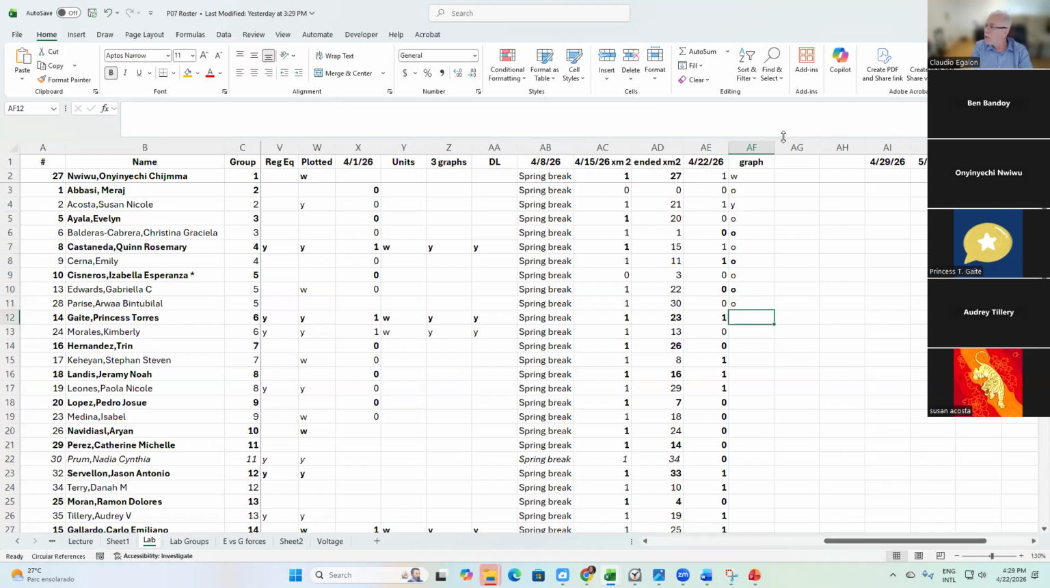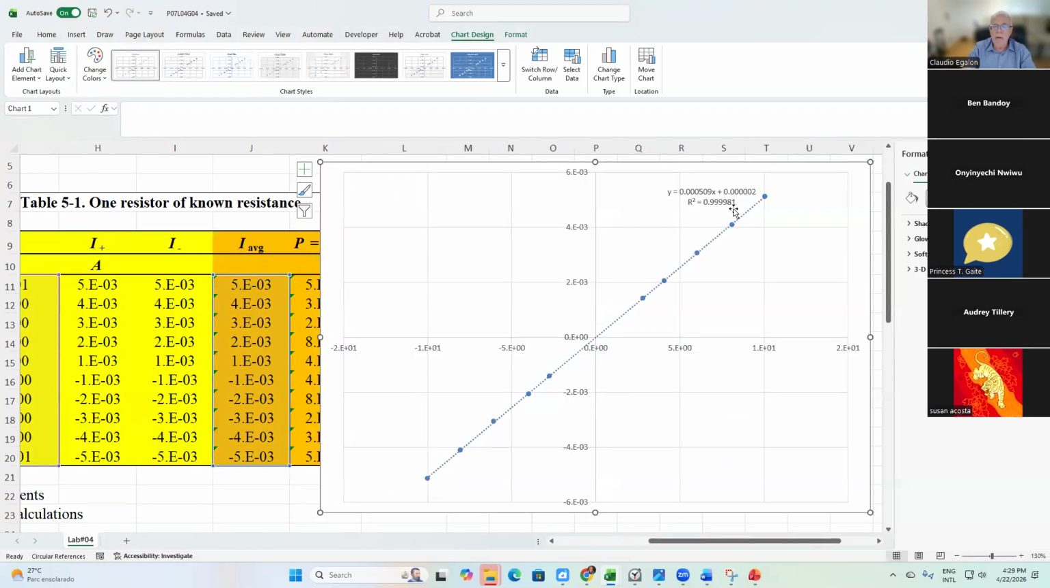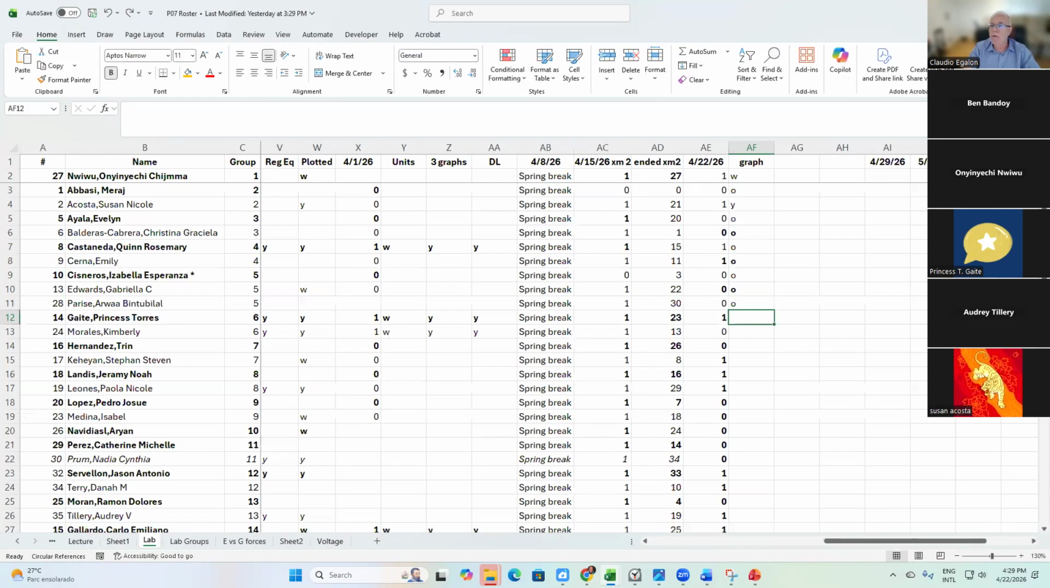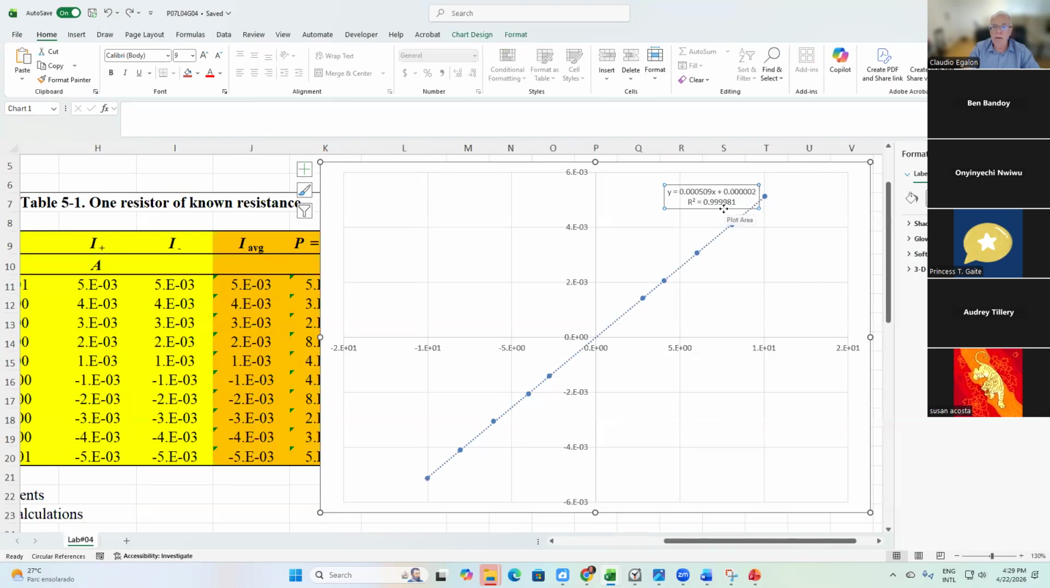Princess, did you plot your graph? Yeah, I did plot, but for the R square, is it normal to just get one number? Yeah, no, you shouldn't, you have to adjust the number of decimal places, just like I did now. Let me show you. You have to adjust the number of decimal places. Let me plot it again. I'm gonna repeat what I did.